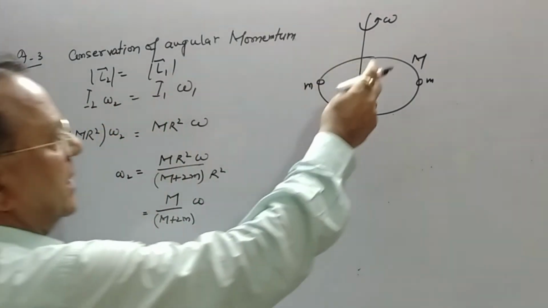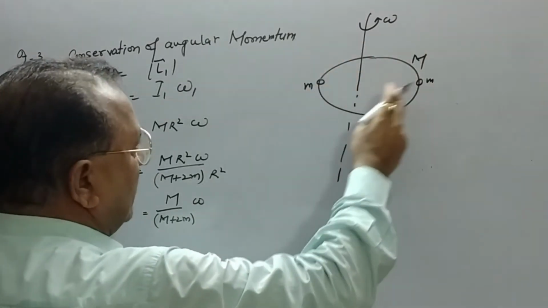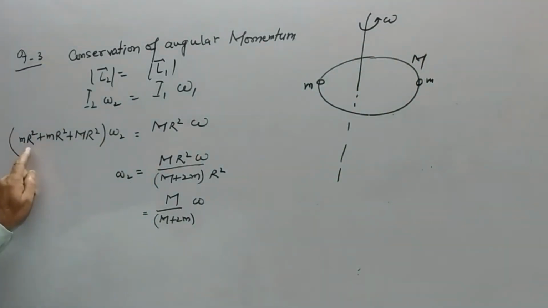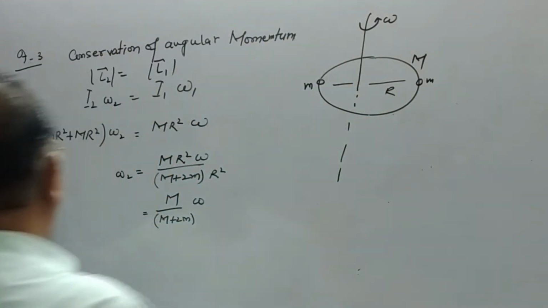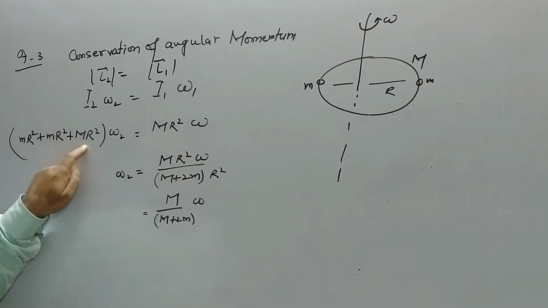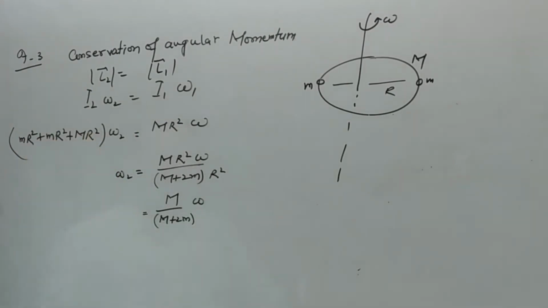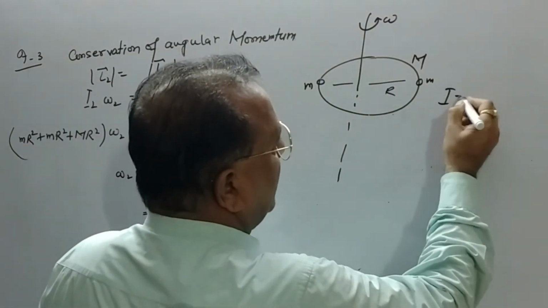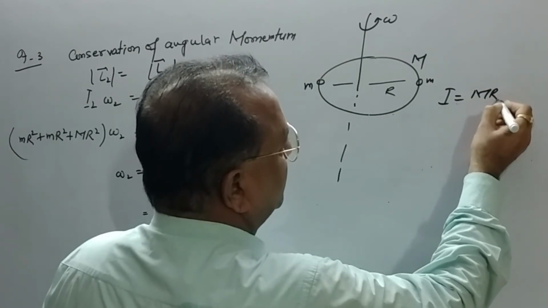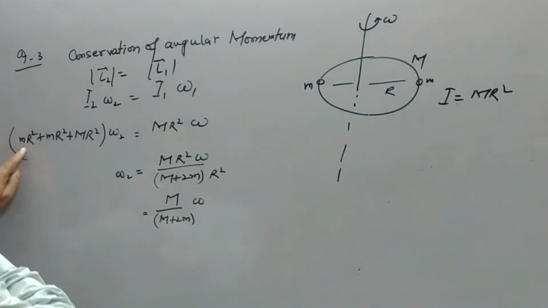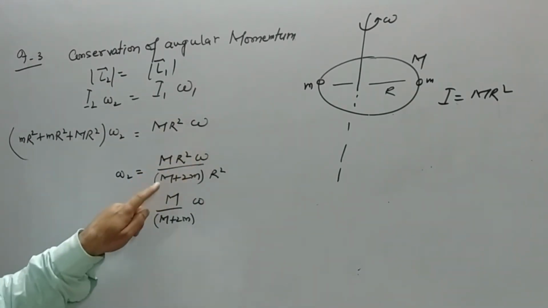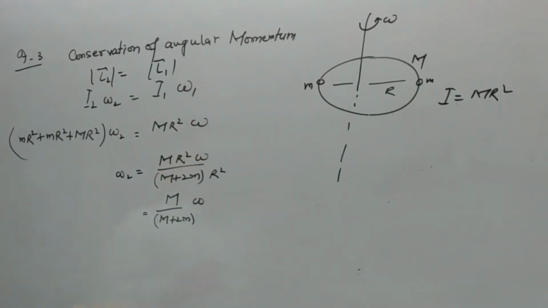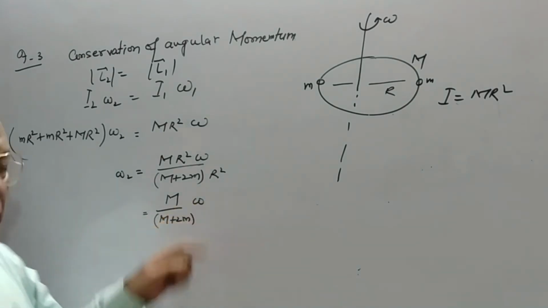I2 is the moment of inertia of the ring plus the moment of inertia of these two small masses. About this, the distance is r on each side. So therefore capital M r square is the ring, since in case of a ring the moment of inertia is Mr square. This gives omega 2 is equal to M r square omega divided by M plus 2m, that is M by M plus 2m omega.